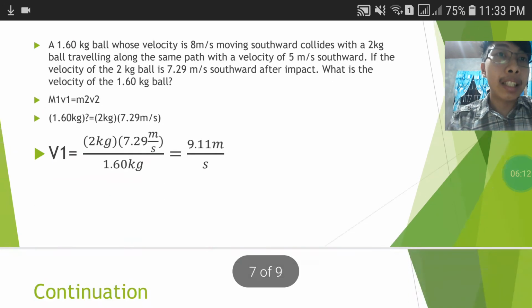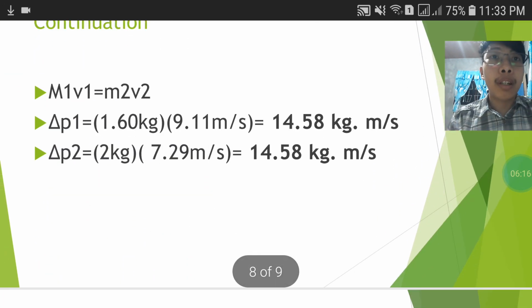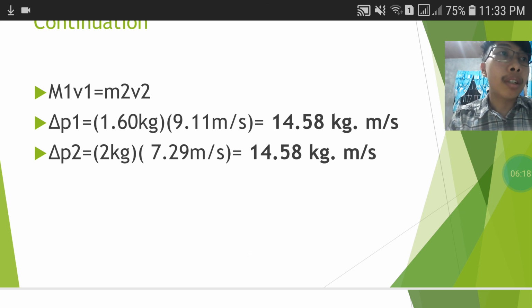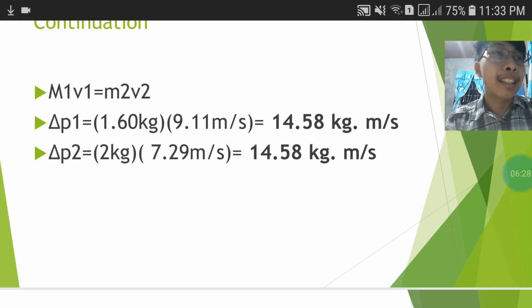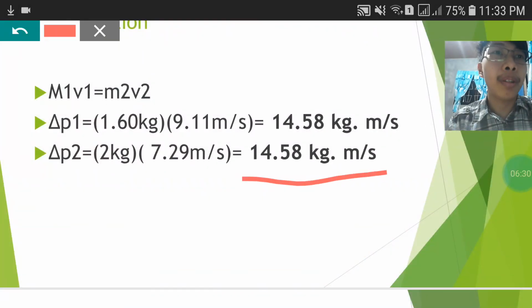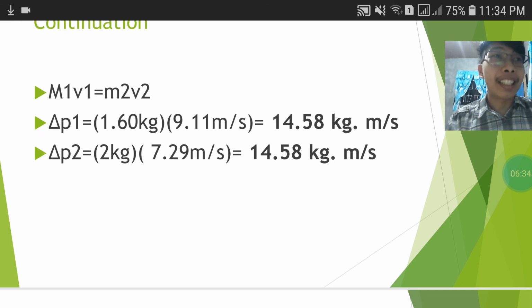So let's check if it applies the conservation of momentum. M1 V1 is equal to M2 V2. Momentum 1 is equal to 14.58 kilogram meters per second. Our momentum 2, 2 kilograms times 7.29, is also the same, 14.58 kilogram meters per second. So it applies the law of conservation of momentum.